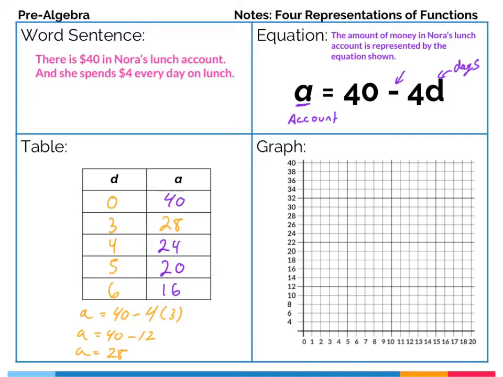Now it's important that the days we selected are either 0 or positive values, because remember, there's no such thing as negative days. So that's not one of our choices. So hopefully we've selected positive days. So now that we've done that, we're going to plot our points on our graph.